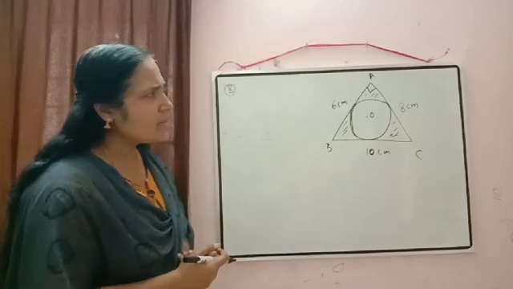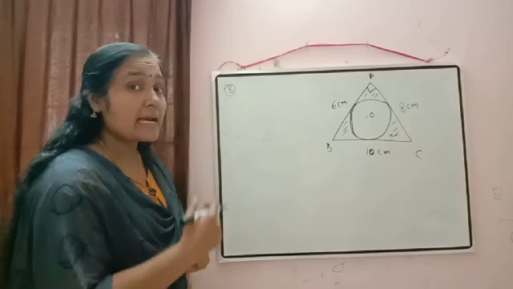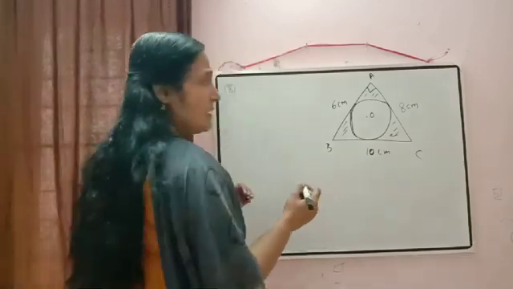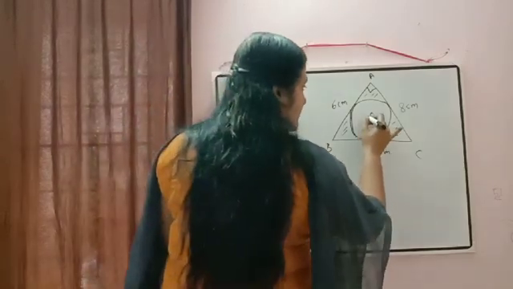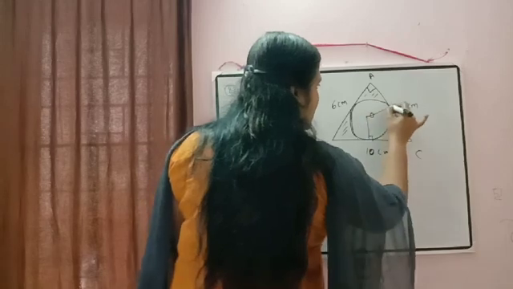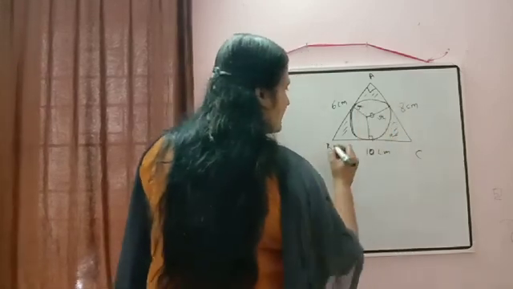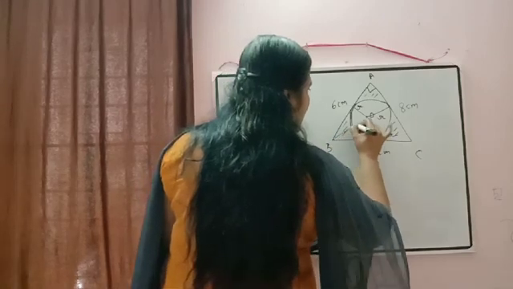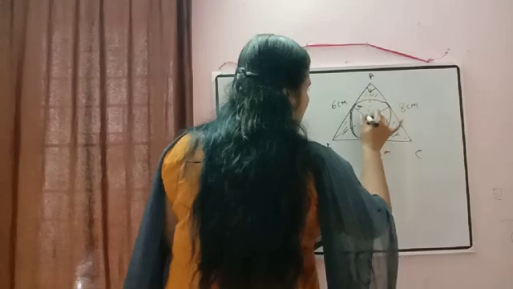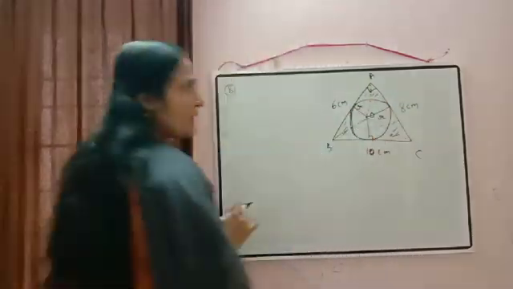But how will the radius come? Yes, this type of question we did in circles also, related to tangents. How are we doing this one? Yes, in this way. First we draw the radius, because the radius is perpendicular to the tangent. To all the sides we draw the radius, and after that join OB, OC and OA. So your triangle ABC is now divided into three parts.